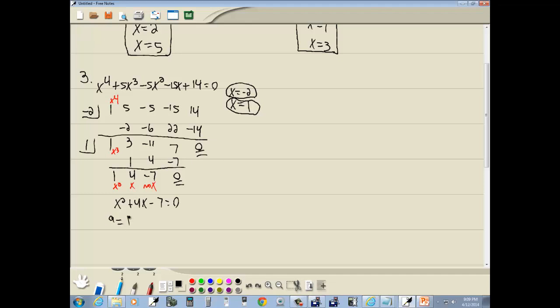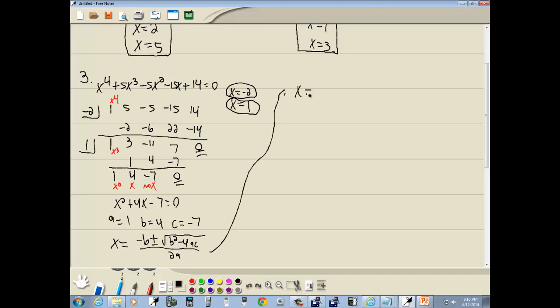So a is the number in front of our x squared, which is 1. b is the number that's in front of our x, which is 4, and c is our number at the end, which is negative 7. Quadratic formula is negative b plus or minus square root of b squared minus 4ac all over 2a.